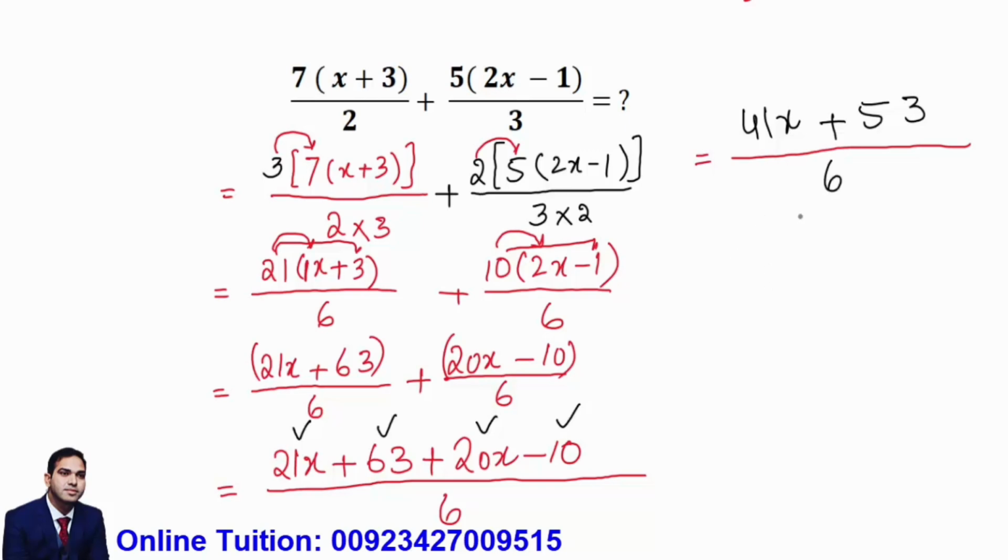So this is your situation right now. And if you see whether 41 is divisible by 6, it is not divisible, and 63 is also not divisible. So our confirmed answer or simplified answer is this, 41x plus 53 over 6. So guys, this is the answer of this question, and in this way you can solve all these kinds of questions and simplify these types of questions.